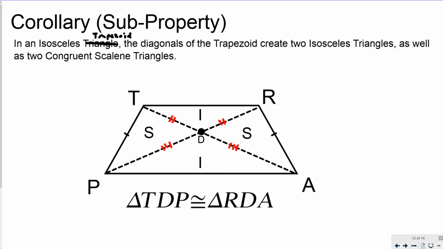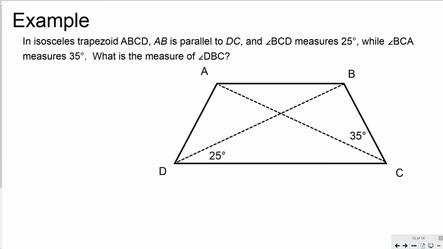And then the two scalene triangles are congruent, because you have two congruent sides, two more congruent sides, and three more congruent sides. So they're congruent through SSS. So that's an important sub-property. It doesn't need to go on your flow chart. Just something to keep in mind that when you make the diagonals, there are all sorts of congruent triangles in there. That leads me to my last example problem.